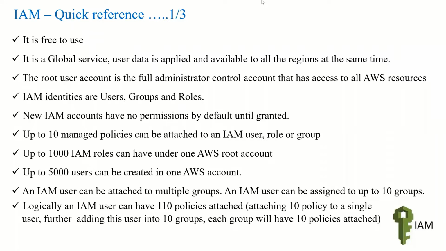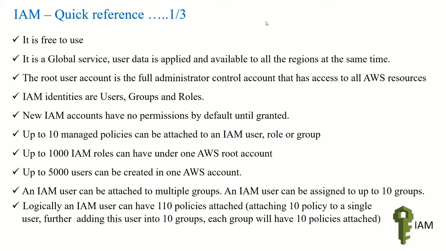Okay, we have a quick reference on IAM, that is Identity and Access Management. It is a free service offered by AWS. It is a global service. User data is applied and available to all the regions at the same time. What does that mean? The moment you create a new IAM user, that user's credentials are copied or replicated across all the regions and the availability zones at the same time. That is how it is a global service.